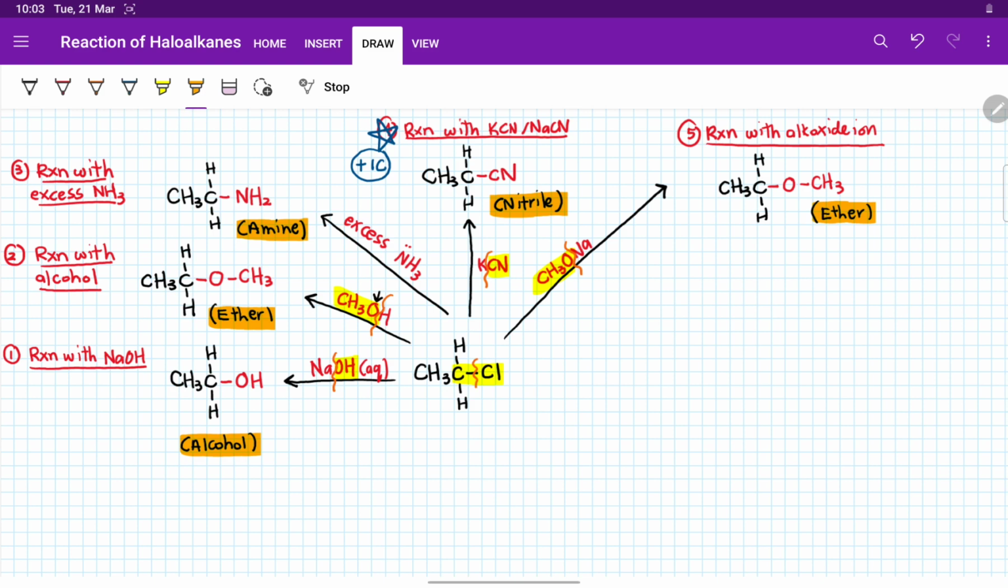Okay, now let's proceed to the sixth reaction. Yang keenam, kita ada reaction with acetate ion. So acetate ion ni ada satu saja, which is CH3COO-. Dan macam mana bentuk sebenar dia? Okay, so bentuk sebenar dia saya letak dekat sini adalah CH3 C double bond O O-. Dan selalunya dia akan datang bersama-sama dengan garam. Okay, so kalau dengan garam CH3COONa ataupun Li ataupun K dekat sini.